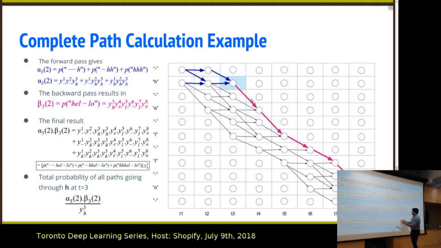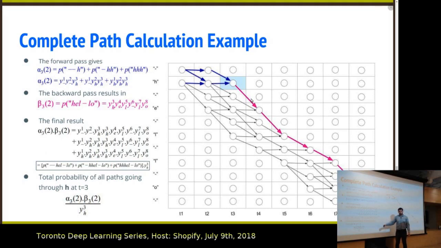And so you can see that for all of the paths, if we multiply the alpha and beta together, we actually get some valid combinations of hello. And so we can say that the total probability of all paths going through H at time step 3 is just the product of the alpha and beta at that time step divided by Y sub H of 3. Is that clear how we got it?